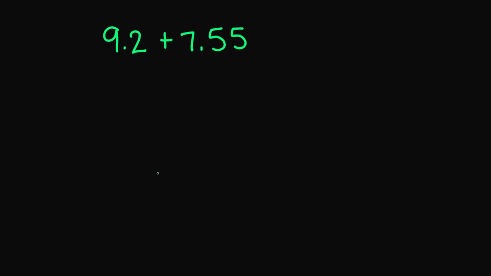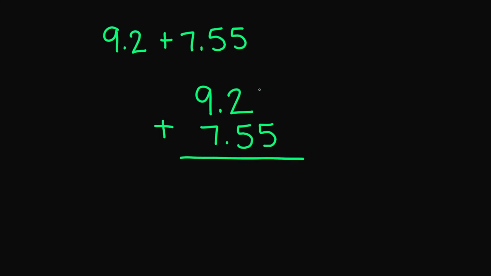9.2 plus 7.55. So let's go ahead and set up our addition problem. 9.2. And then you have your 7.55. And I do have a hole right here, so I'm going to go ahead and fill that in with a 0. Now all of my numbers are lined up. My decimal point is lined up as well. So now I'm going to add.